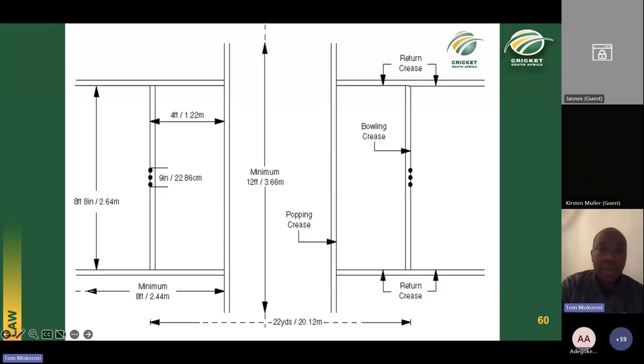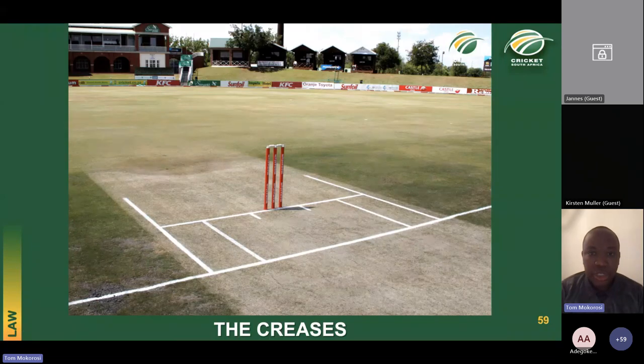If you look at the picture of the JB Marks Oval popping crease, you will see that the line actually goes off the picture. This is because if you have a televised game, and many years ago we used to have runners, and runners run as far wide as where the striker's end umpire stands at square leg, you need to have those lines extending further than the minimum 3.66 meters so that umpires are able to judge run outs and stumpings easily.